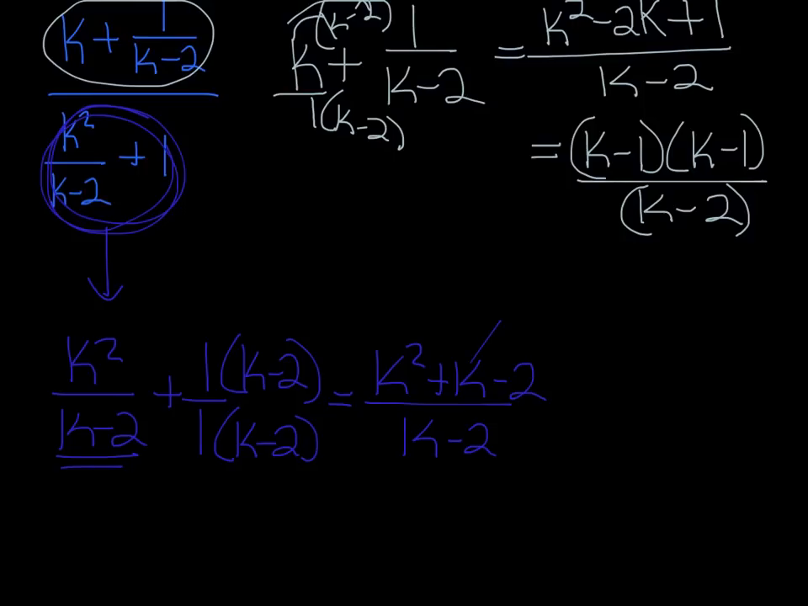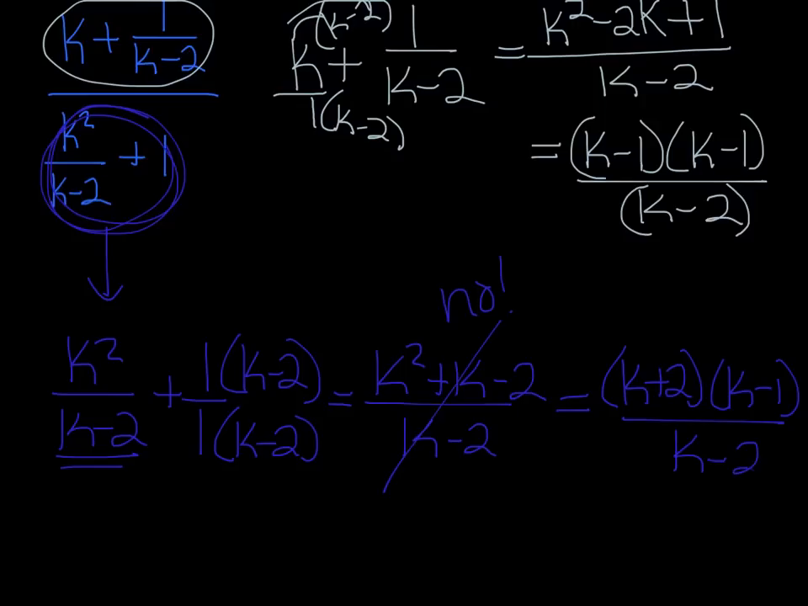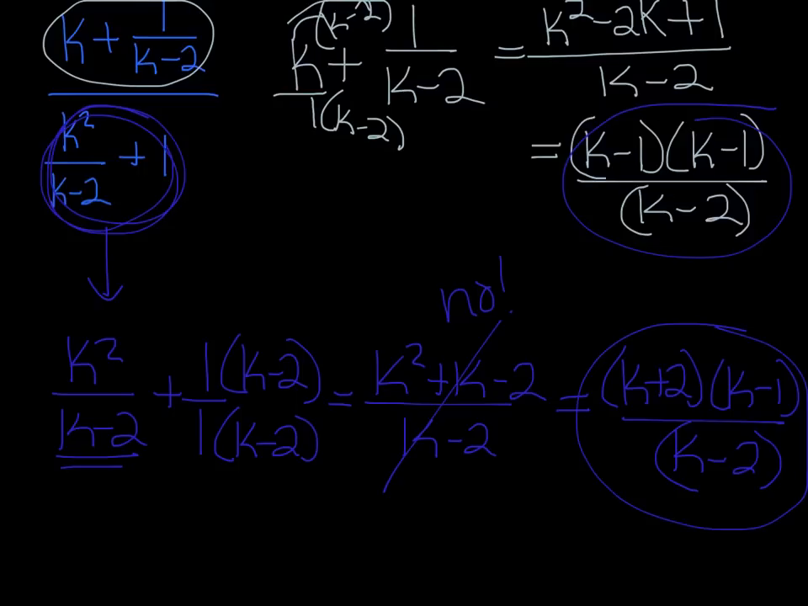Don't get tempted to cross out like that. You cannot do that. That's killing kittens. So what we do want to do is factor the top. K squared plus k minus 2, factors of negative 2 that add to positive 1 would be k plus 2 and k minus 1. And then that's all over your common denominator of k minus 2. So now I've simplified the top, I've simplified the bottom. Now I need to flip and multiply.